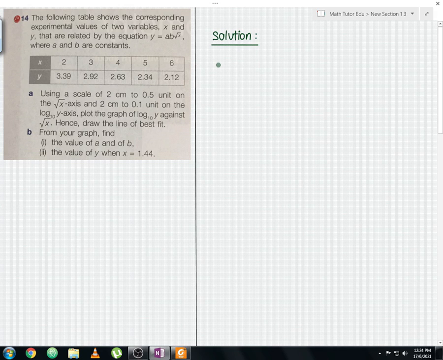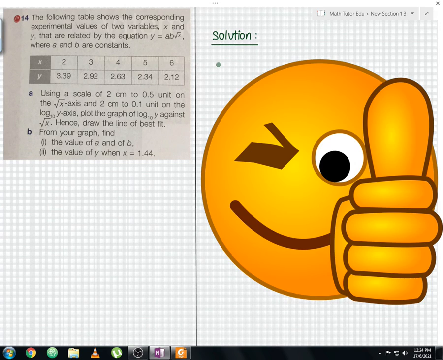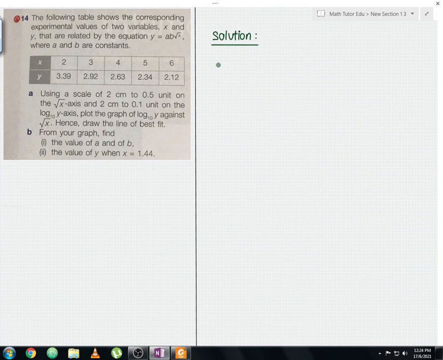So I hope that you will attempt this question in the future. If you could manage to solve this question, a big thumbs up to you guys. But if you can't solve this question, no worries. I'm going to show you the step-by-step working and the solutions. So without further delay, let us start to solve the question.